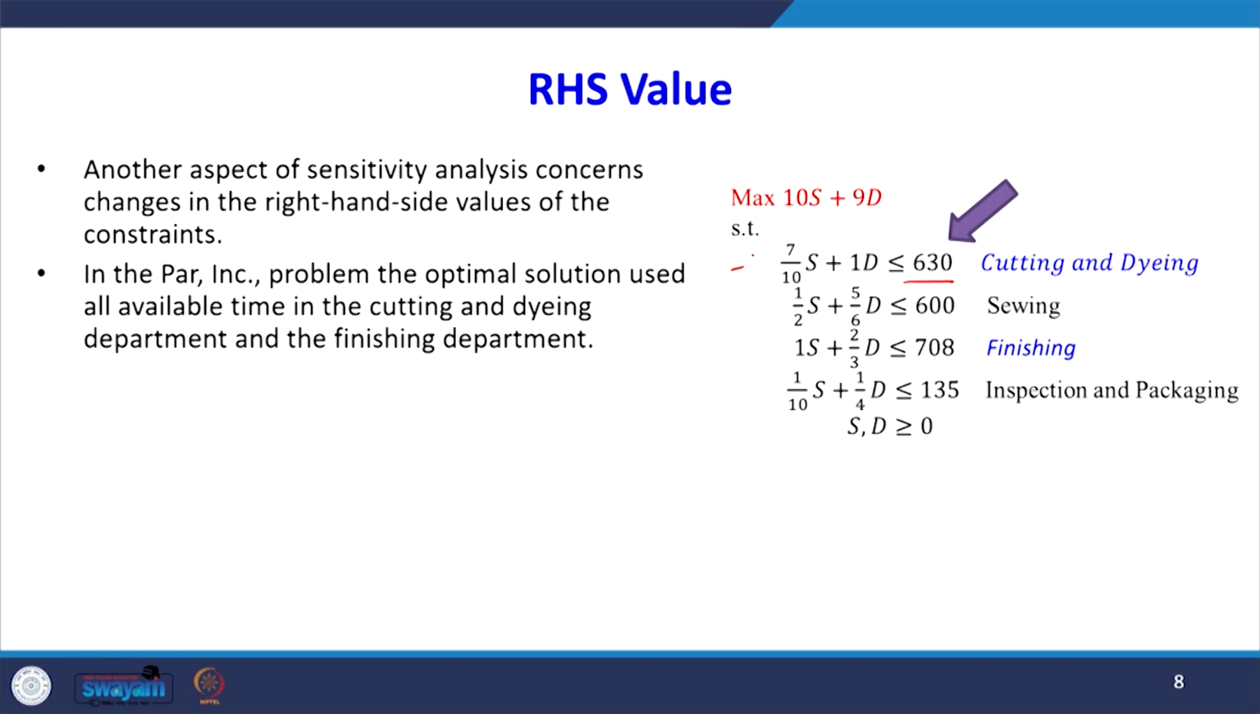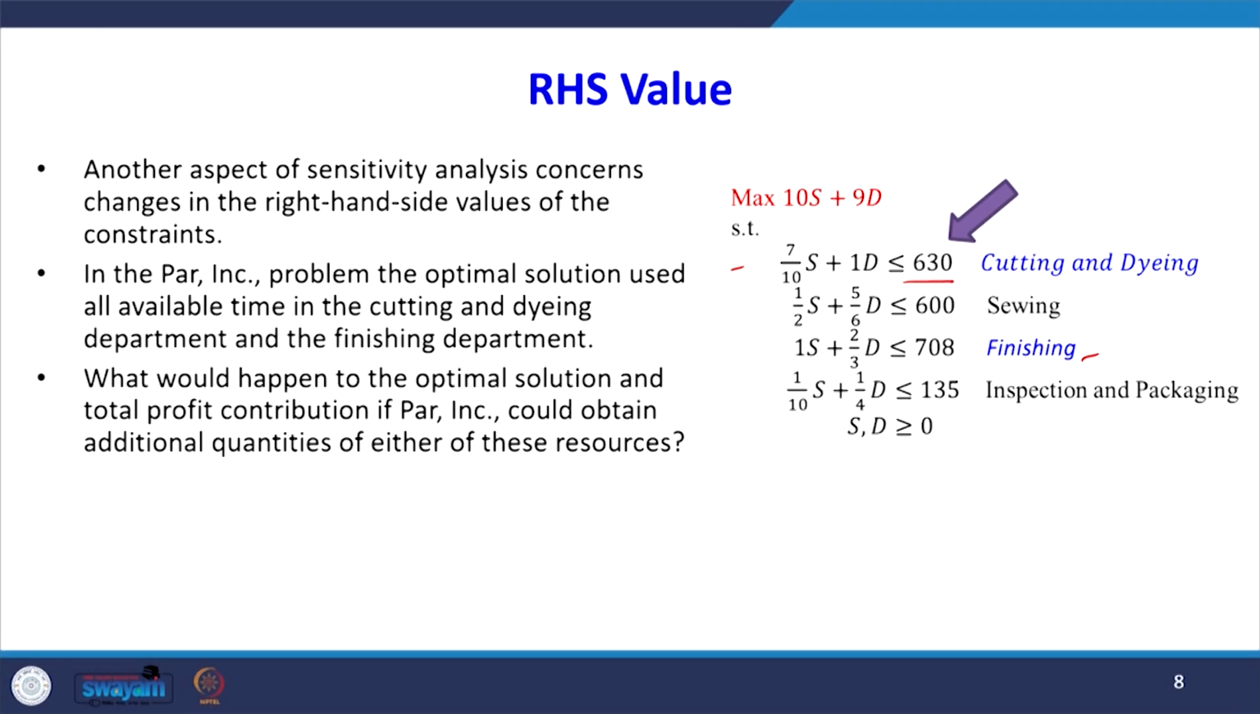What is the meaning of binding constraint? We have utilized all 630 hours. This is happening to the finishing department also, that is why I brought in different colors. So, what would happen to the optimal solution and the total profit contribution if the company could obtain additional quantities of either of the resources?